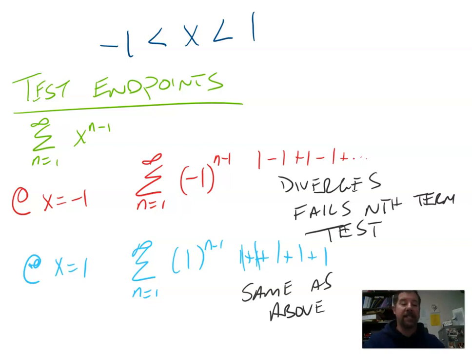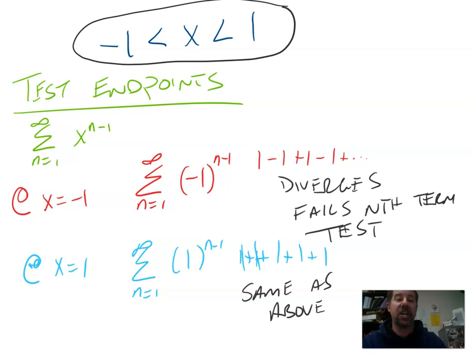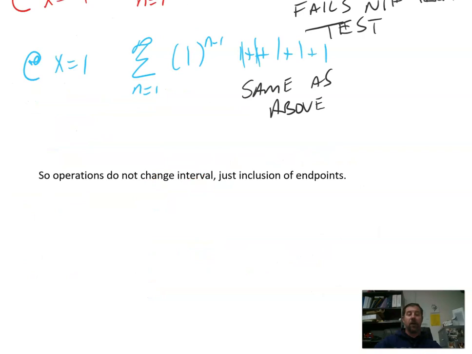So in all three cases here, we see that the interval does not change when you manipulate a power series. The interval is always going to stay the same. That's kind of handy to know. But what does change is the endpoints, okay? So that is the moral of today's story, boys and girls. Operations do not change interval, just the inclusion of endpoints.